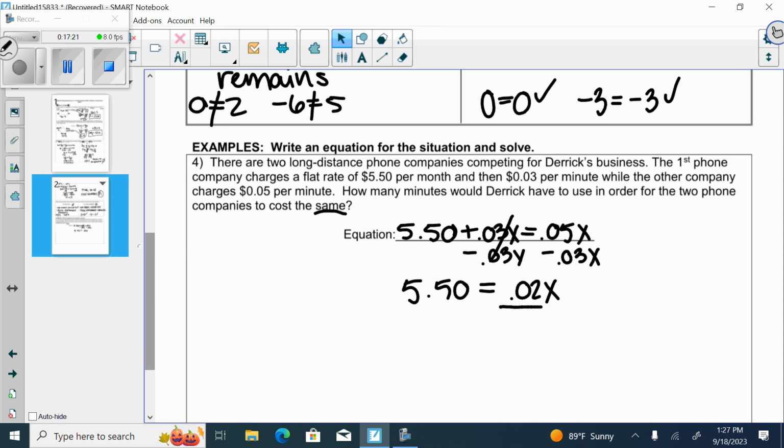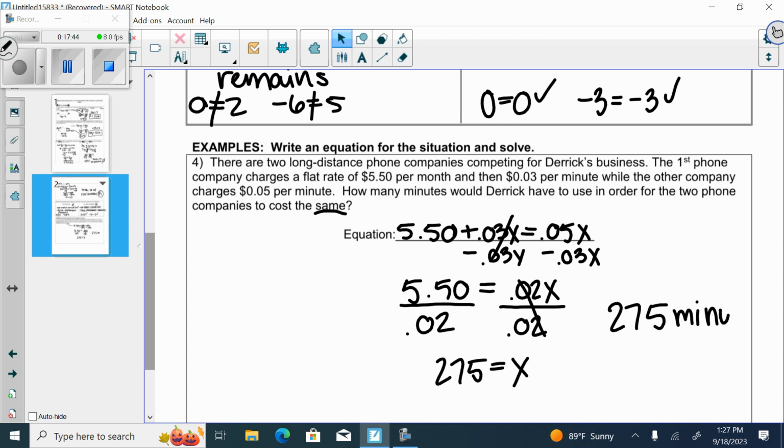Divide. So 5.50 divided by 0.02 would give me 275 for x. Which means they would have to talk on the phone for how many minutes? 275 minutes before their bills would cost exactly the same, no matter which company they use. After 275, then company number 2 is going to end up costing more.